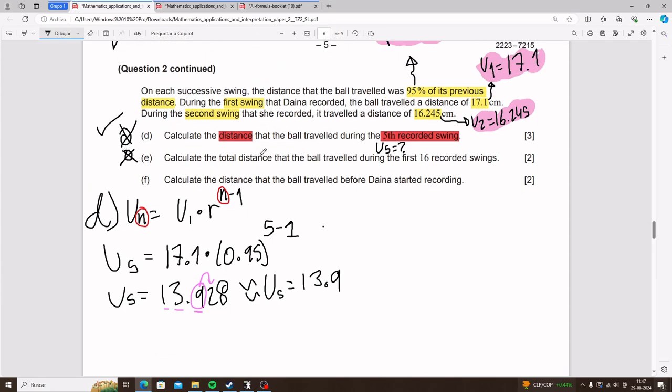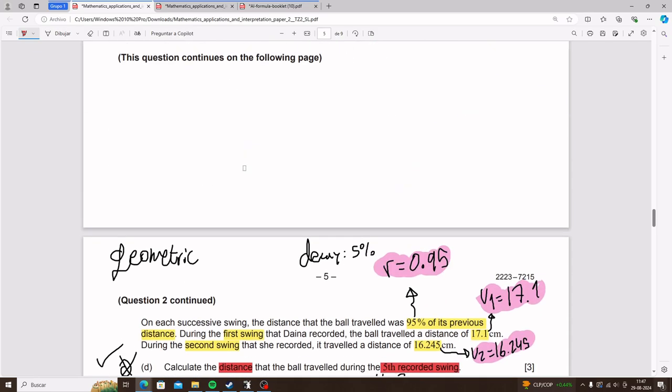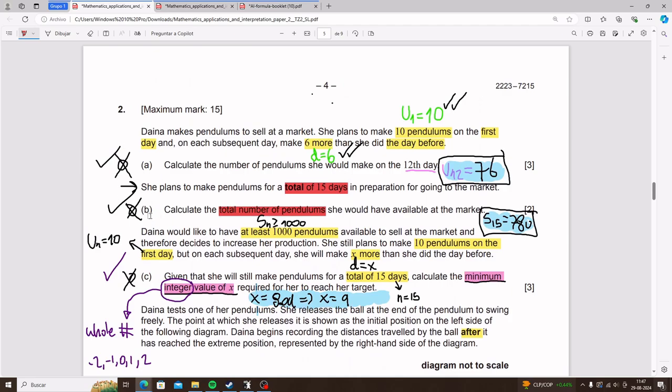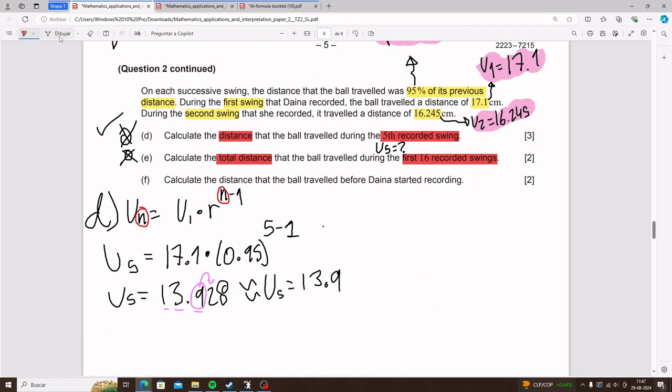For part E, you need to calculate the total distance that the ball traveled during the first 16 recorded swings. So now we're talking about total distance. Again, same procedure as part B. Now we're talking about the sum of the total distance, so clearly they're looking for S of n. They're talking about the first 16 recorded swings, so technically, that helps me establish that they're looking for S of 16.